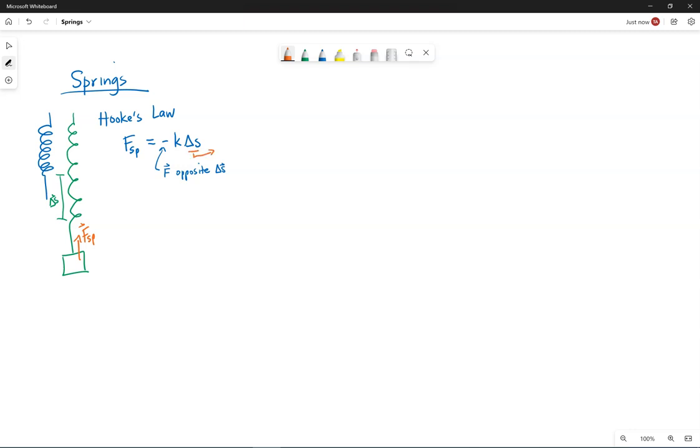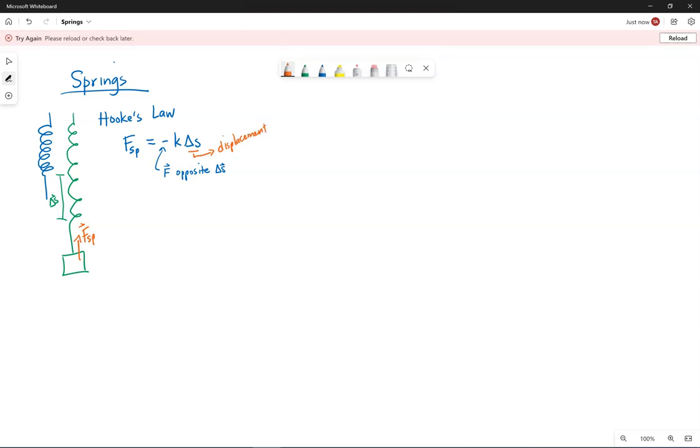So delta S represents the displacement of the spring. We can specifically say how much it is compressed or stretched from equilibrium. I'll explain what I mean by that in just a second. K is called the spring constant. That is something unique to this spring.